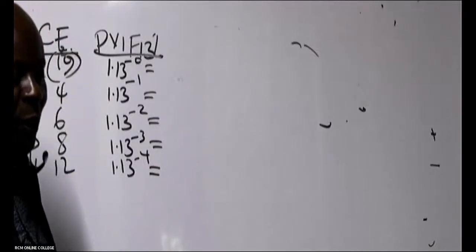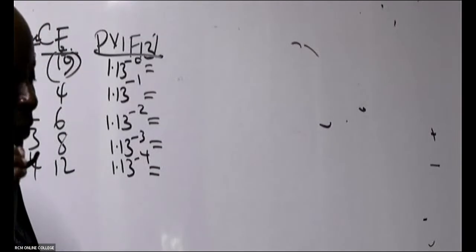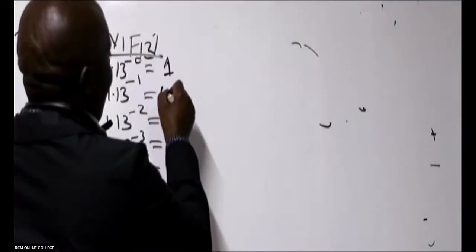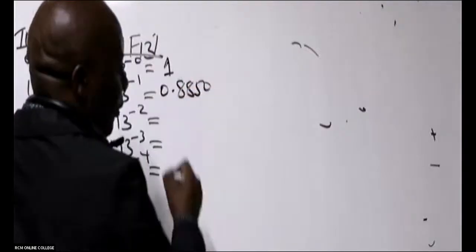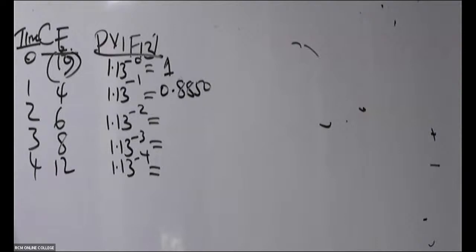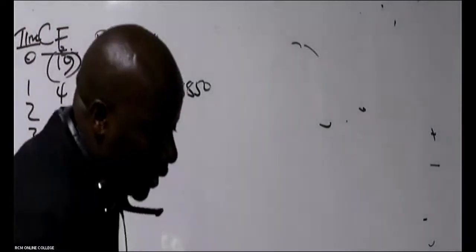Yeah, the table is always provided, but you're always better off knowing the formula. So we have the first one is 1.8850. Then 7831.